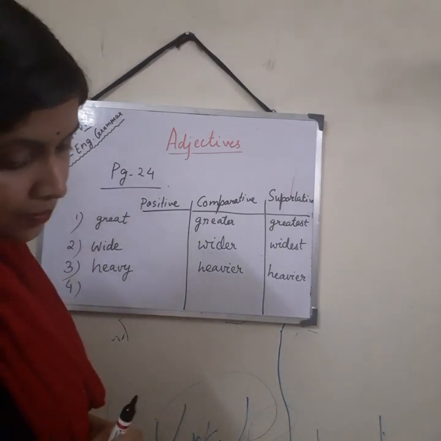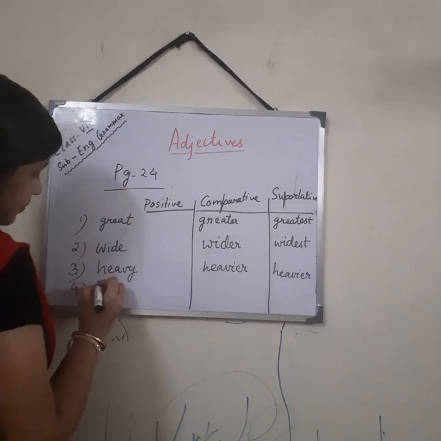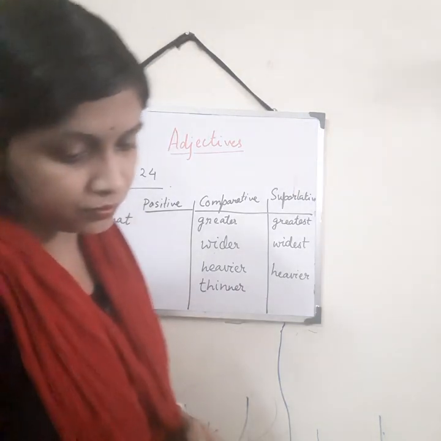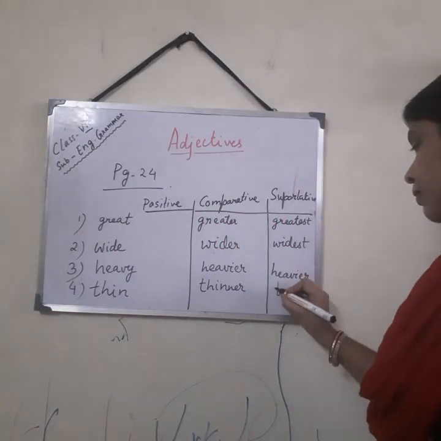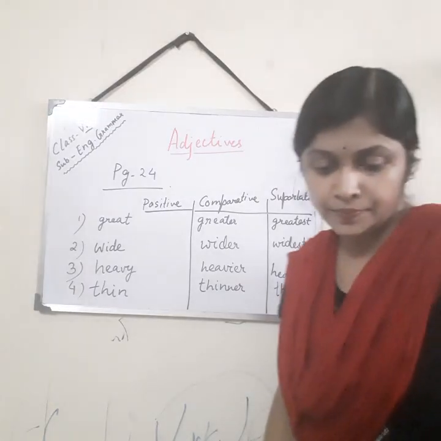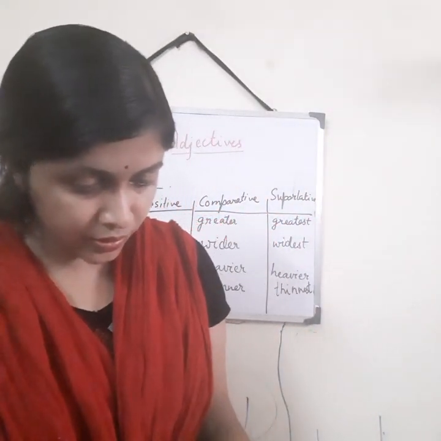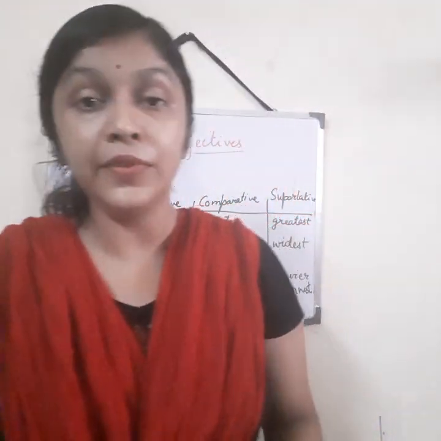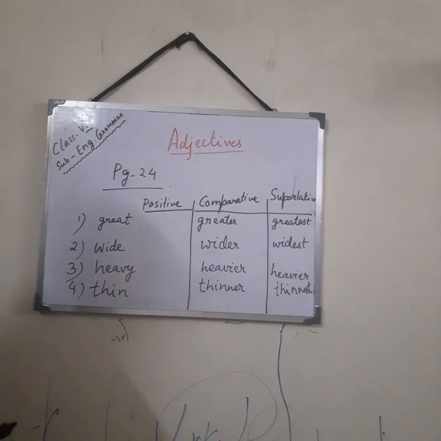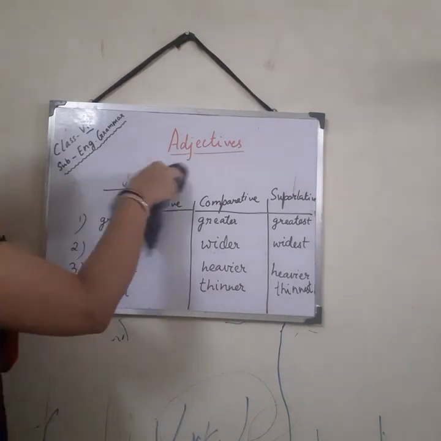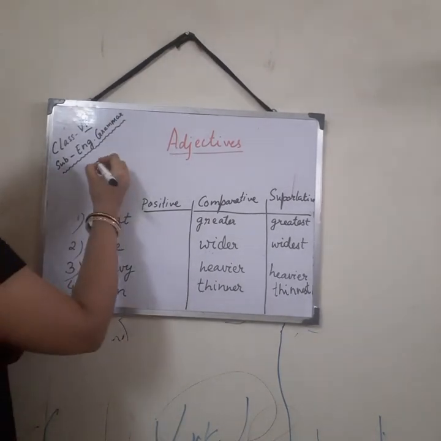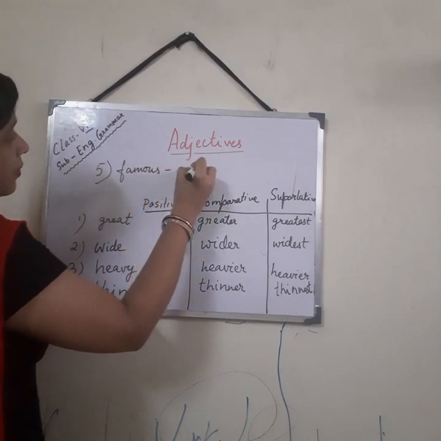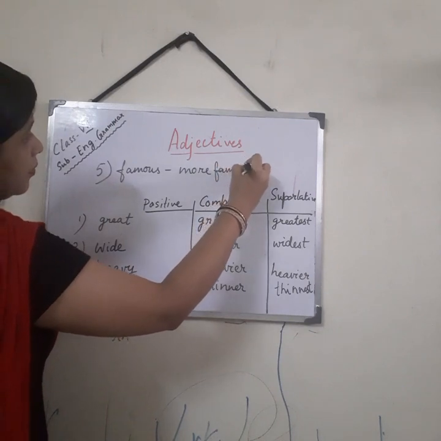Okay. Now number 4, mad, thin, fat, sad is given. Thin, thinner, thinnest. Okay. So let us come to the next. No, one more is left. Let us see. Yes, number 5, the appropriate way to do it will be by adding more. Okay, so let us do number 5. All the words will have more and most as their comparative and superlative degree. So number 5, let us do famous, more famous, most famous.